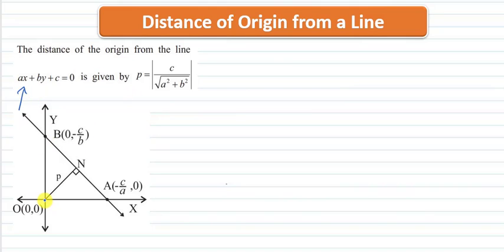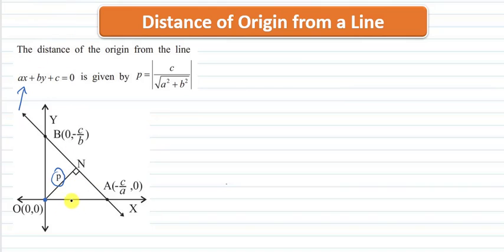The perpendicular distance of this line from the origin, let's suppose it is ON, and the distance is P. So the distance of the origin from the line, we have considered it as P, that is the length of ON. We know that while finding the shortest distance, we always take the perpendicular length, because there could be any length from the origin to the line.